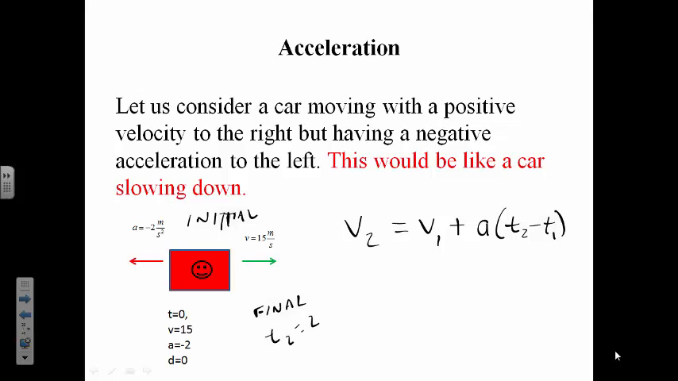So let's take a look. Our final velocity, or V2, is going to be 15 minus 2 times T2, which is 2, minus T1, which is 0. So V2 should be 15 minus 4, which is 11 meters per second. So after 2 seconds of our car experiencing this deceleration, our car would then be moving at 11 meters per second.